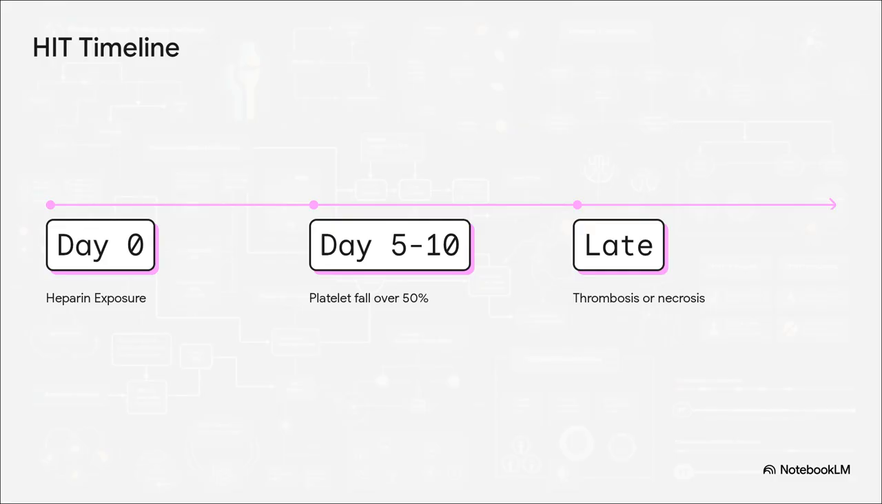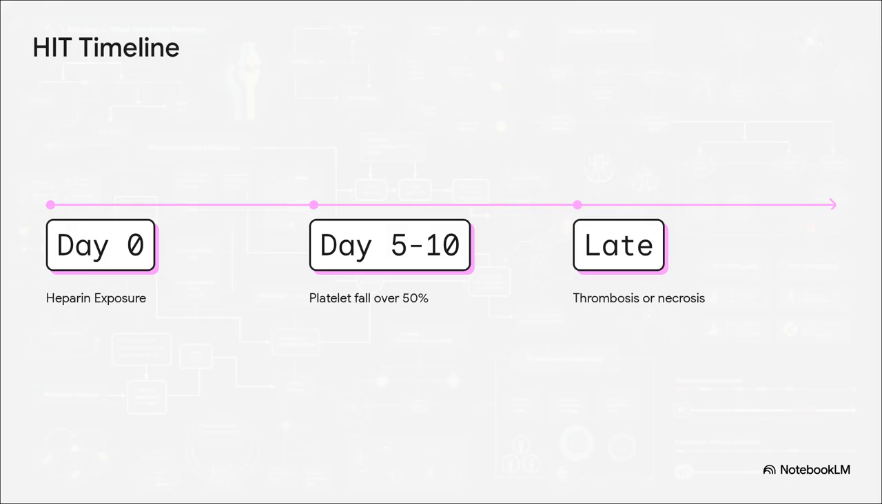Speaking of acquired hypercoagulable states, we absolutely must talk about heparin-induced thrombocytopenia, or HIT. Timing here is literally everything. Look for a massive platelet fall, specifically over 50%, happening right between days 5 to 10 after heparin exposure. Now here's the massive catch.